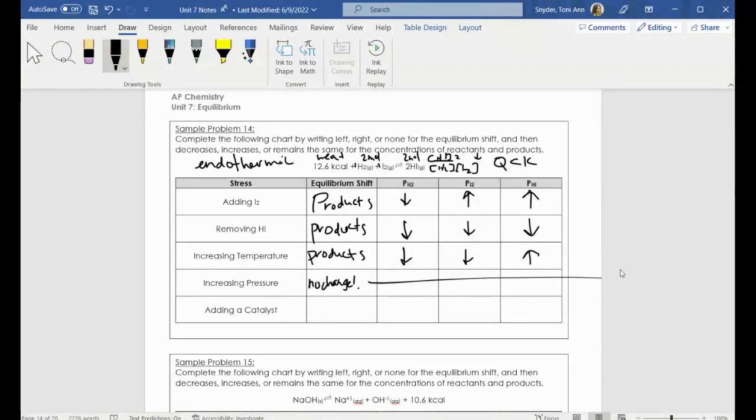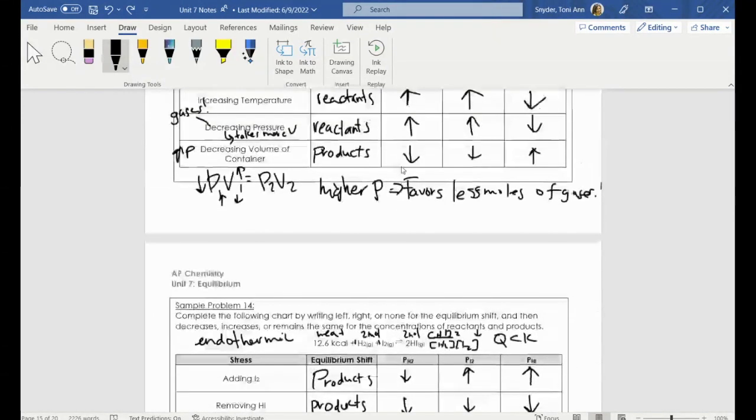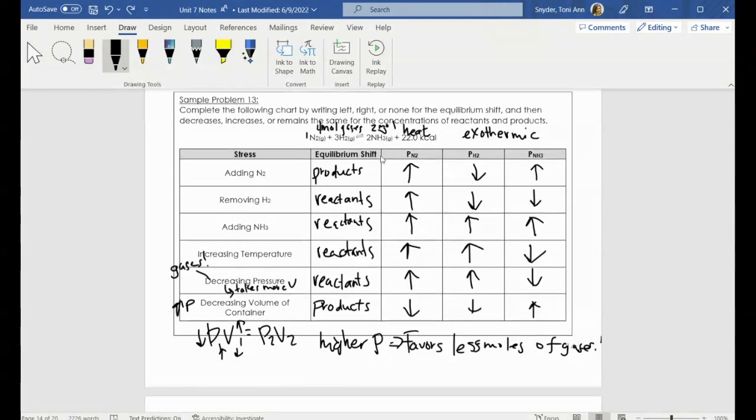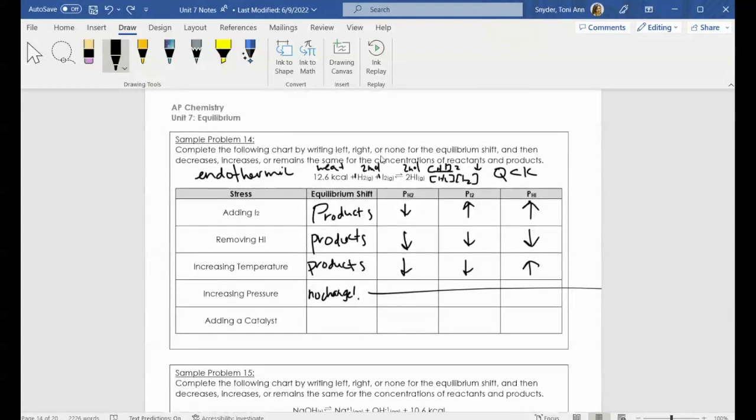So increasing the pressure in this example will have no change, and that's because your number of moles of gases on the reactant and product sides are the same. Here there was an effect because I had 4 moles of gases relative to 2 moles of gases on the other side. The higher pressure favors the fewer moles of gas. In this case, we didn't have that.